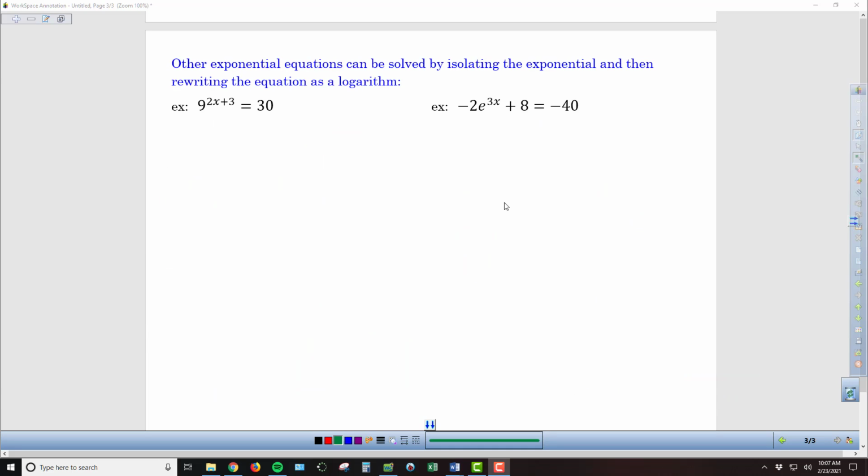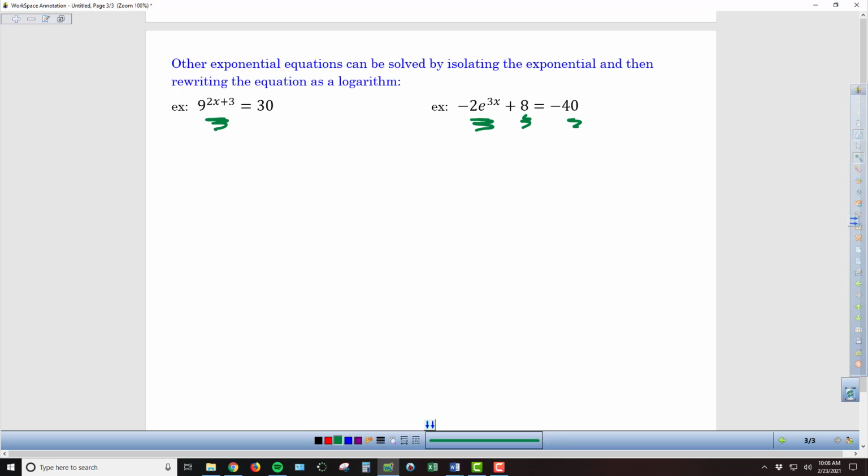In equations where we have just a single exponential or a mix of a single exponential and multiple non-exponential terms, then we're going to have to use logarithms. Because the challenge is we have a variable inside of the exponent and no other mechanism of getting it out from the exponent. So the first thing we have to do is isolate the exponential. So in this first example, we've already got that. We've got 9 to the 2x plus 3 is isolated, and then we've got the 30 on the other side.